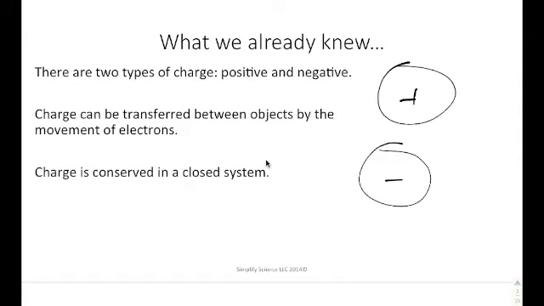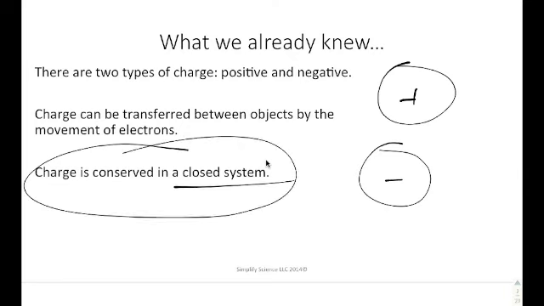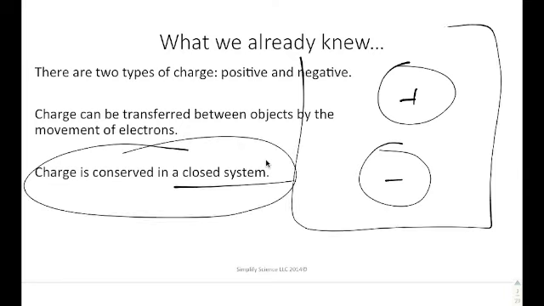Now we also know that charge is conserved in a closed system. So if you close this off from the rest of the world, you have to have a set amount of charge. You can't change it. So that's stuff that we already knew.